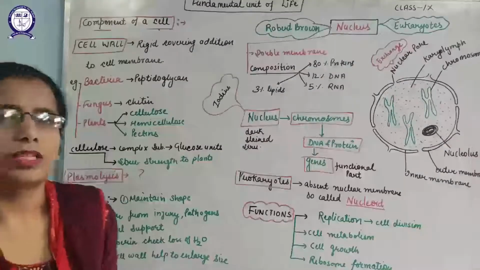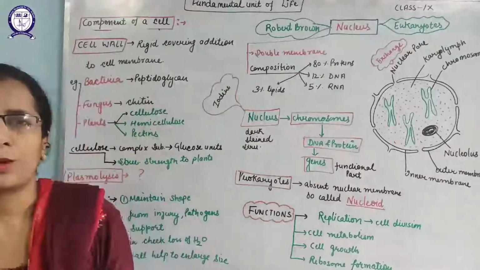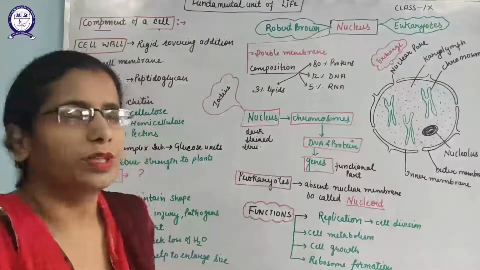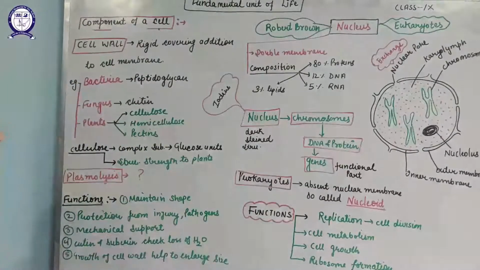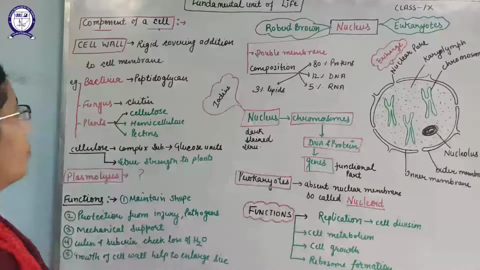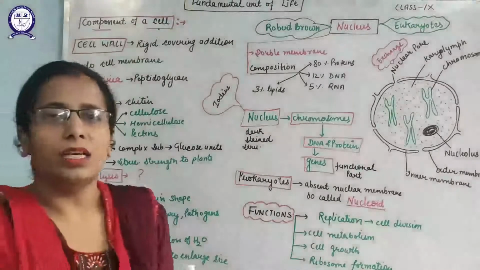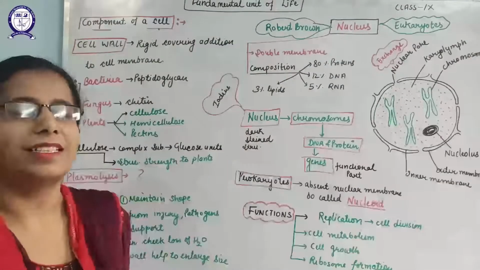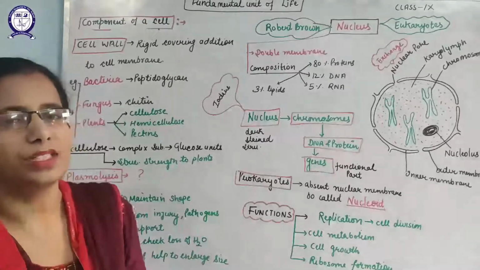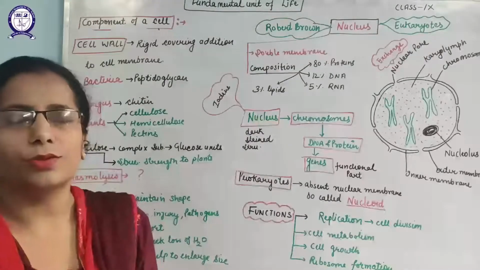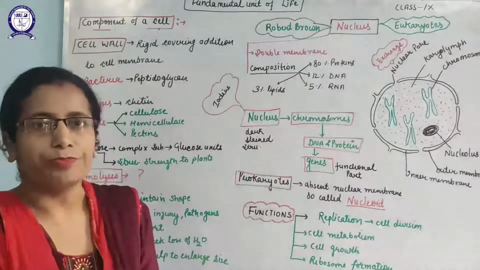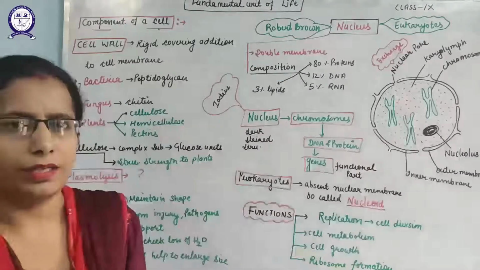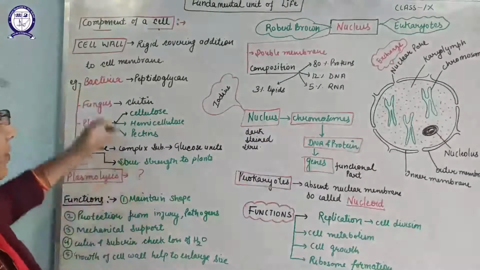After discussing the cell membrane, now we are going to discuss the next components of the cell, that is the cell wall and the nucleus. So what is the cell wall? The rigid outer covering beside the cell membrane in cells is known as the cell wall, but it is not found in all organisms. It is found in plants, bacteria and fungi only.